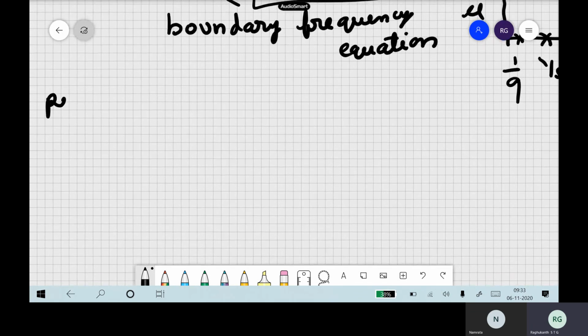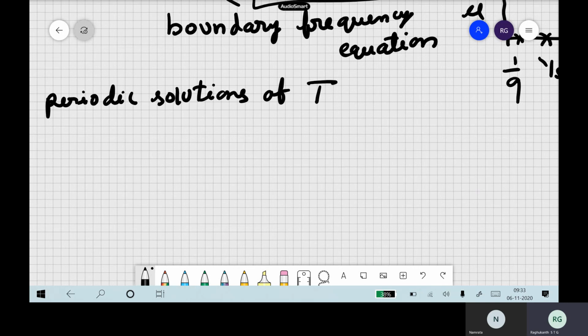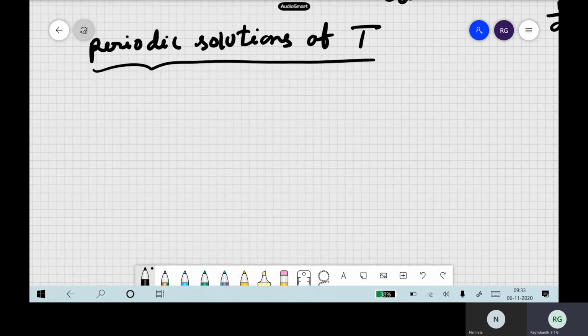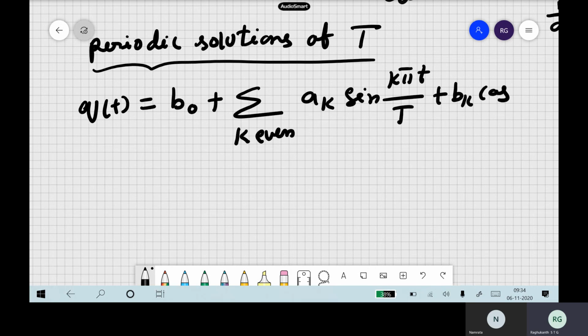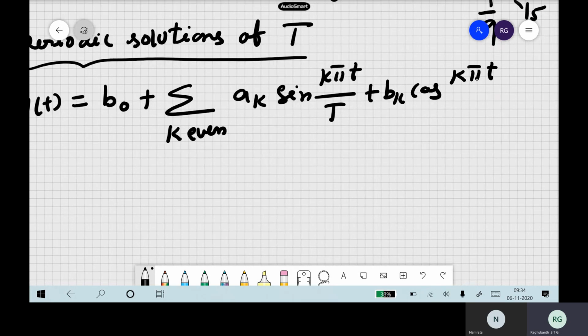So now if you see periodic solutions of period T, these are the type of solutions where the boundaries will be located. So now Q of t, say. Here, as I already told you, you have to take the even terms. So of course this in 0, even k pi t by capital T. Okay, so this is our solution.